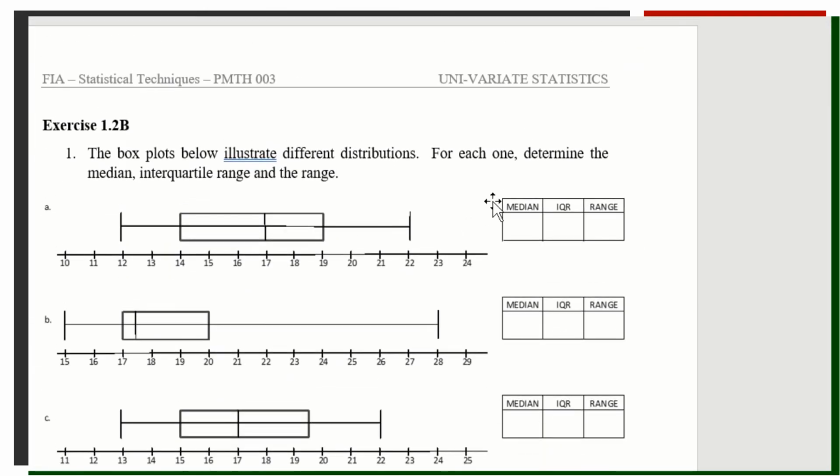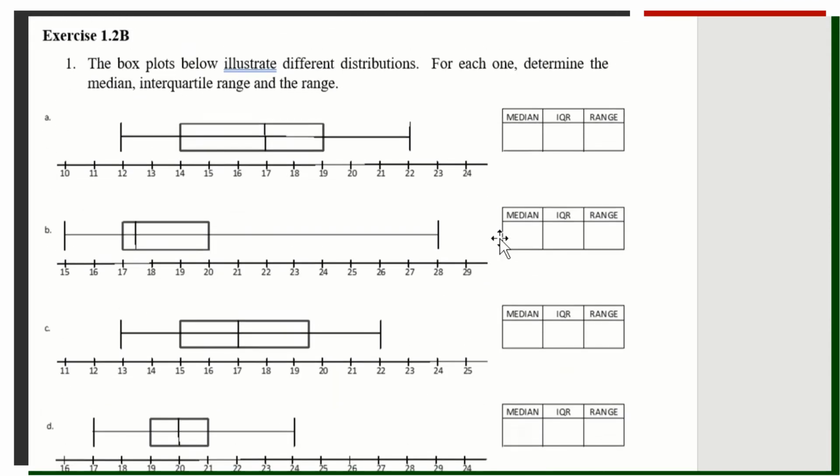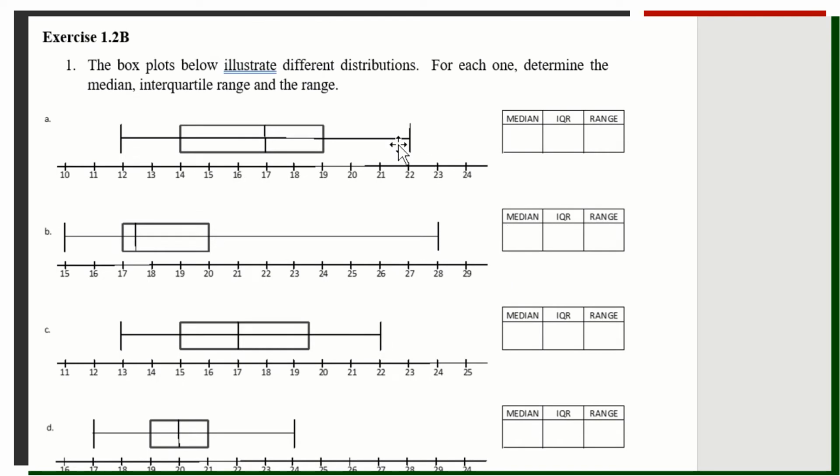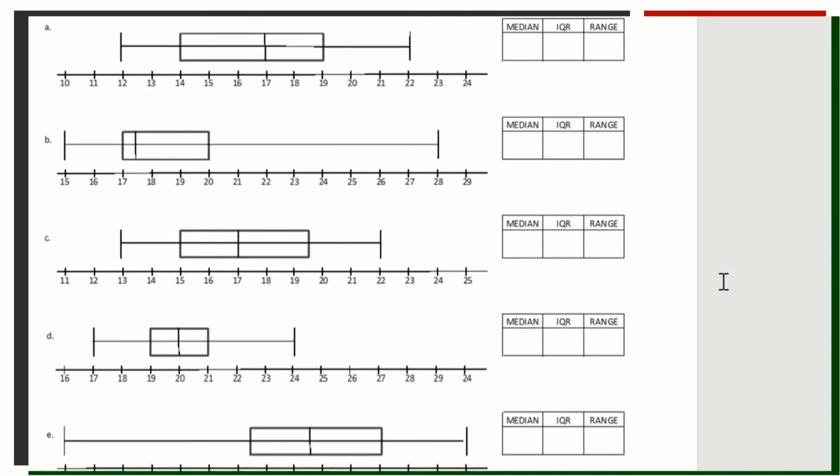Okay, let's look at exercise 1.2b. The box plot below illustrates different distributions. For each one, determine the median, interquartile range, and range. This is easy. Okay, what's your median in the middle? 17. Interquartile range, Q3 minus Q1. 19 minus 14 is 5. Range, 22 minus 12. Okay, you get 10. So basically, you're just going to fill up all.